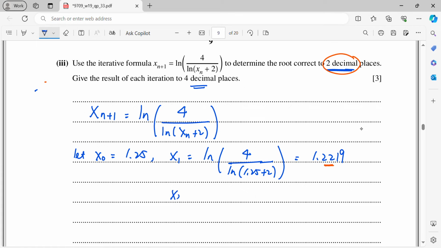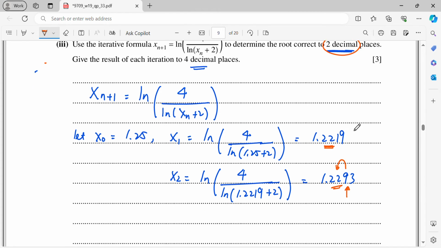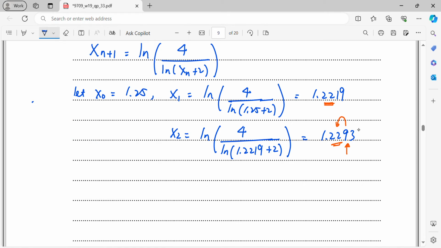So now I need to calculate x2. It will be ln of 4 over ln 1.2219 plus 2. So this is going to be 1.2293. I notice that they are the same 2 digits now. For the final answer, refer to the next value, since this is 9 and we have to round up. Therefore x is approximately 1.23. So that is the solution.